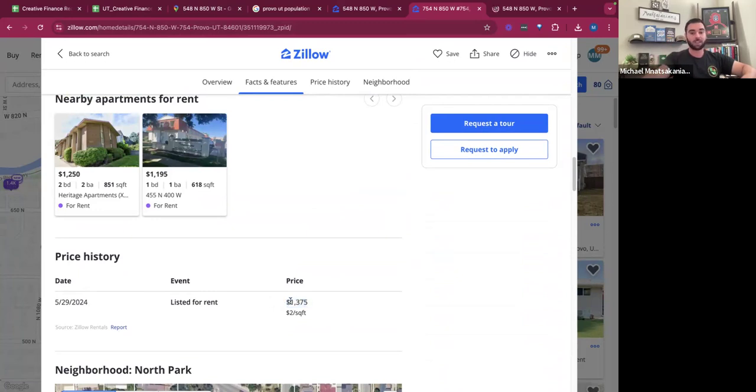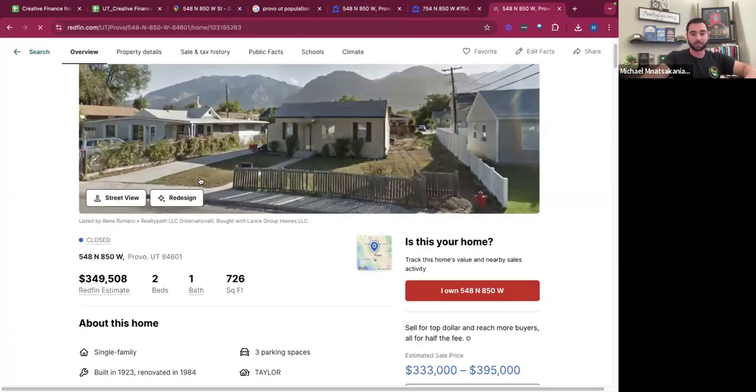If this thing sits vacant for 1 month, you lost 1375. This thing sat vacant almost 3 months. They've lost almost $4,000. You see why it makes more sense to drop the rent, get it rented, as opposed to lose $4,000 in 3 months by just sitting there and waiting for someone to pay this price.